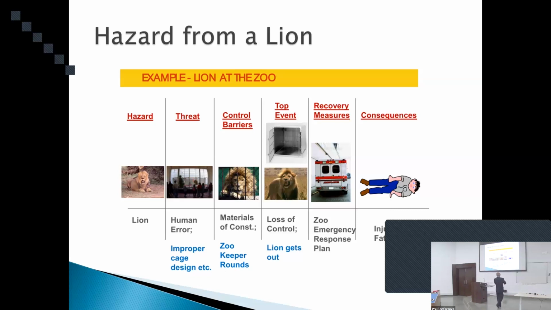The top event is loss of control, the lion gets out. And then the recovery measures, the zoo emergency response plan, these are all available. The consequence is the person is killed. So injuries or fatality, this is what will happen. Here, this is the hazard, and here is the harm. When all these things fail, finally this will happen.